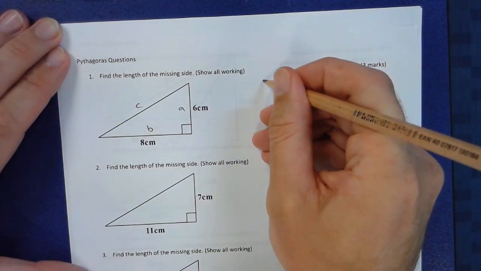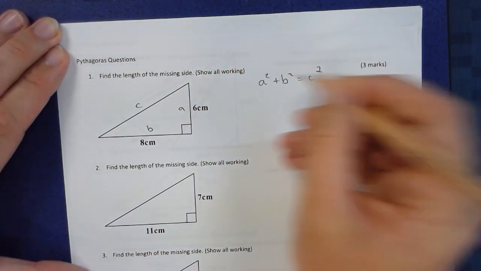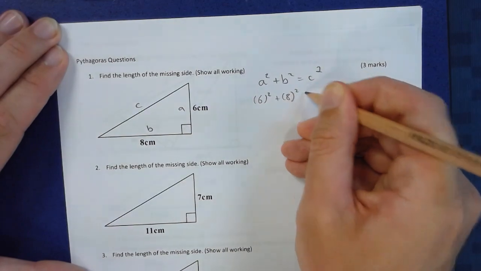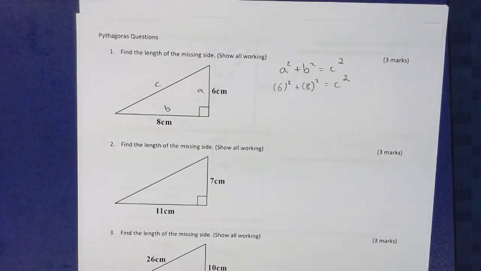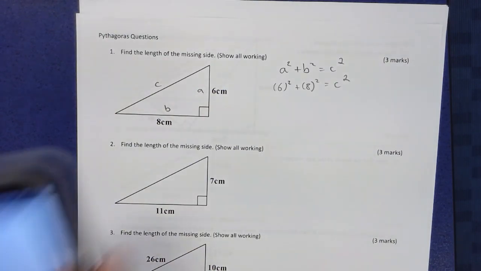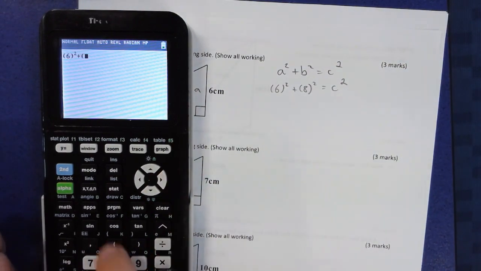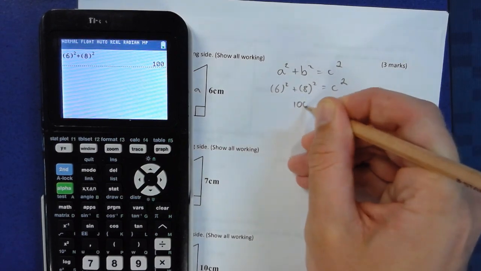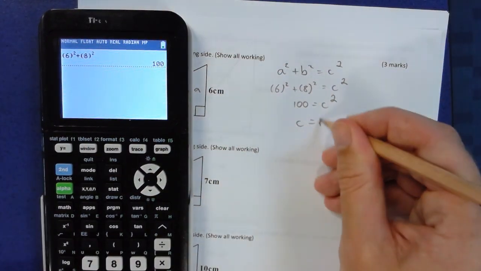3 marks. Formula: A squared plus B squared equals C squared. Substitute. That means that 6 squared plus 8 squared equals C squared. And then let's use our trusty calculator. So, I'm going to type in exactly as it is, 6 squared plus 8 squared, and you'll see that that's 100, so 100 equals C squared, therefore C is the square root of 100.